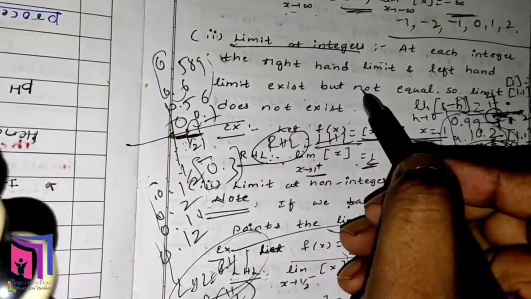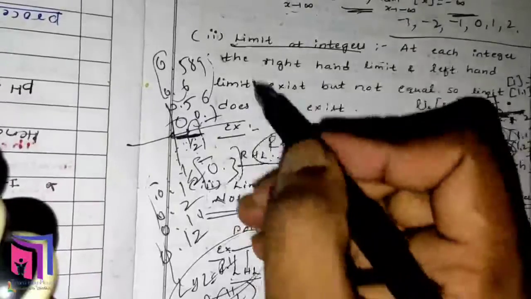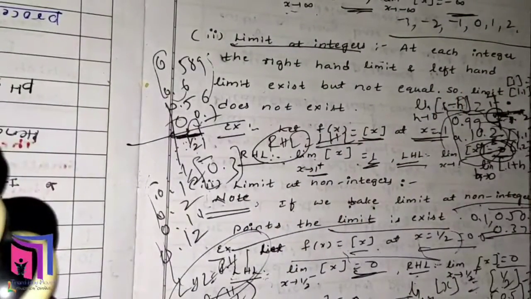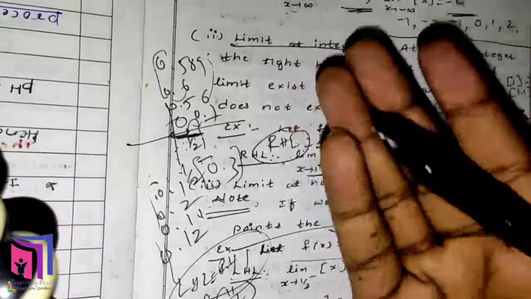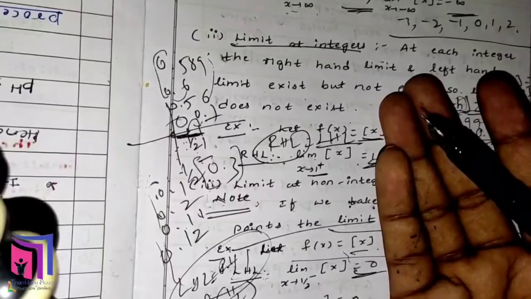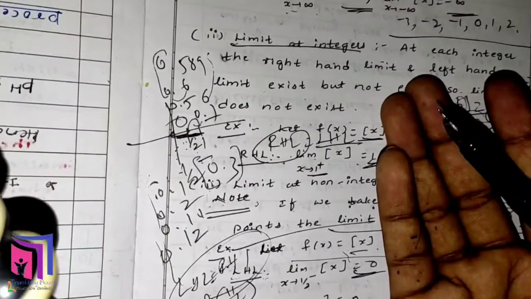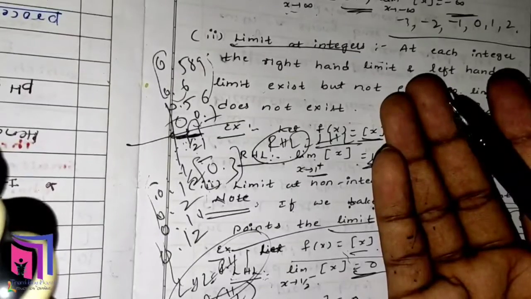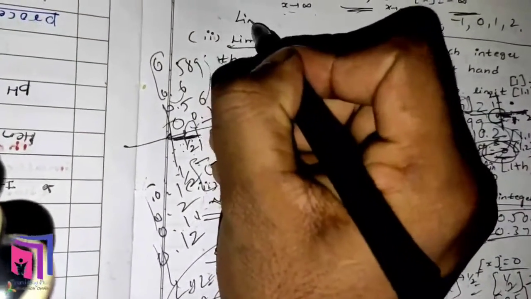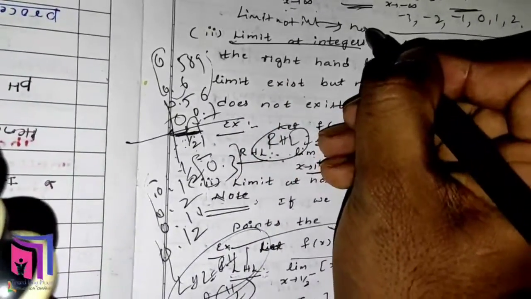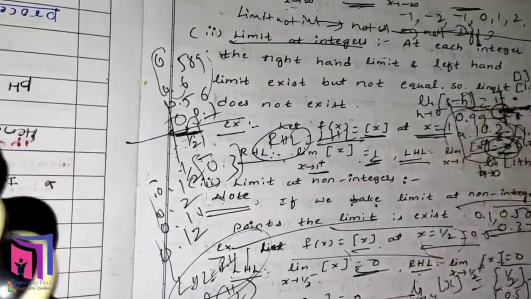This function is not continuous, because if the limit does not exist, continuity also does not exist. If the limit does not exist, then the function is not continuous. If the function is not continuous, then differentiability also does not exist. Okay, this is the link: limit does not exist implies not continuous, which implies not differentiable. We have to remember this trick.